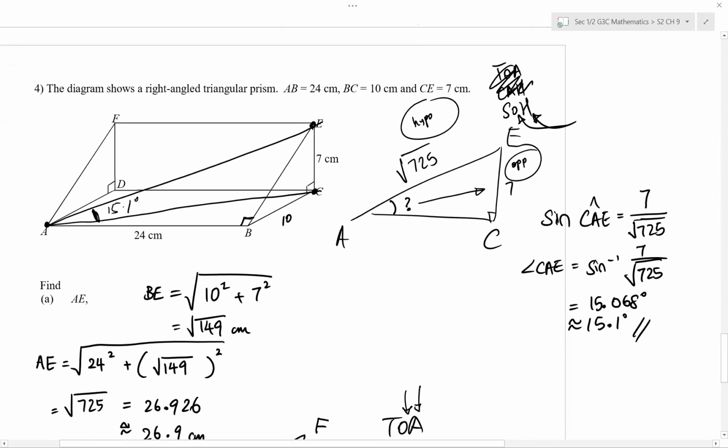So for our triangles in Sec 2, always look out for right angle triangles. You see a right angle triangle, two things: Pythagoras, trigo. Know the formula. Pythagoras, which square plus which square equals which square, you must know.